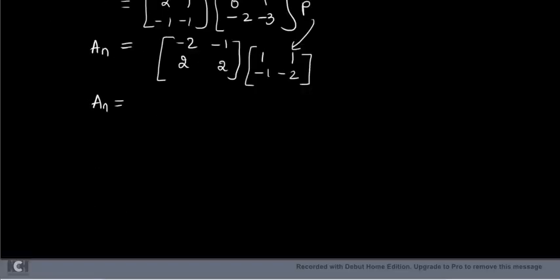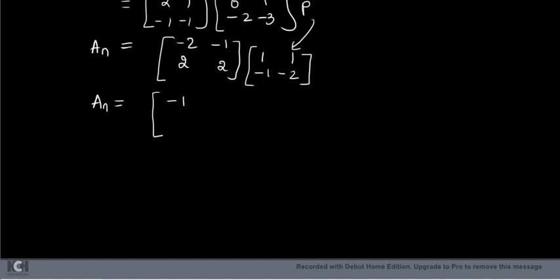Definitely your answer should be diagonal only. Otherwise, you can think that somewhere you have made a mistake. Now again you take first row, first column. Minus 2 into 1, plus minus 1 into minus 1. So the answer is equal to minus 1.